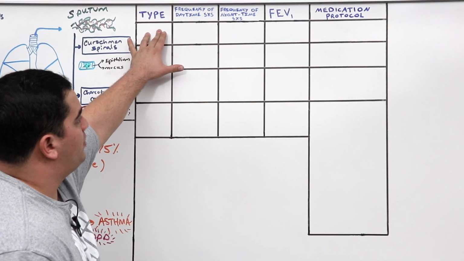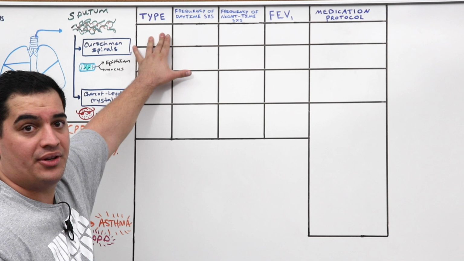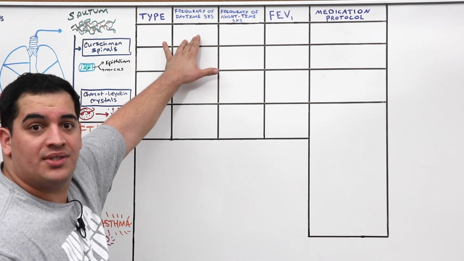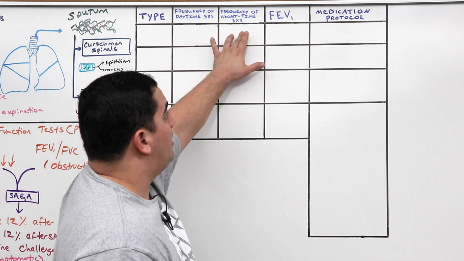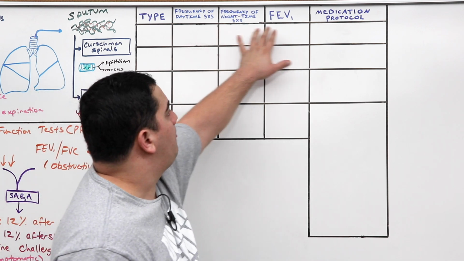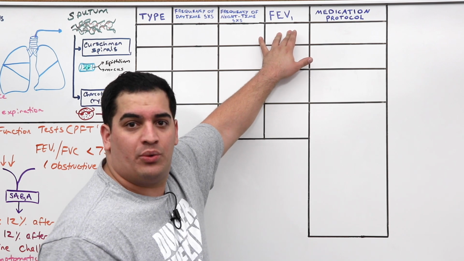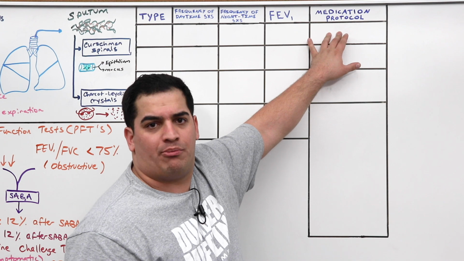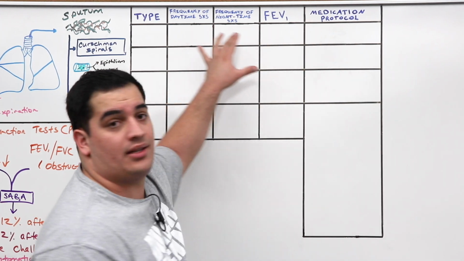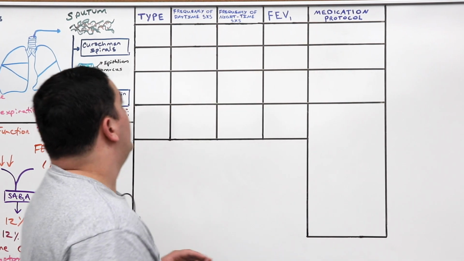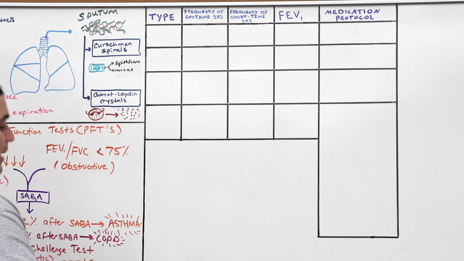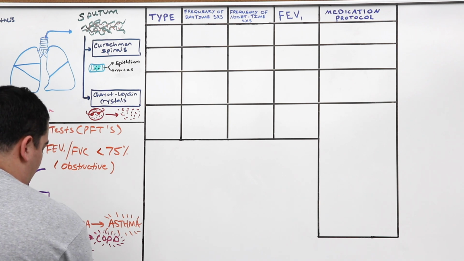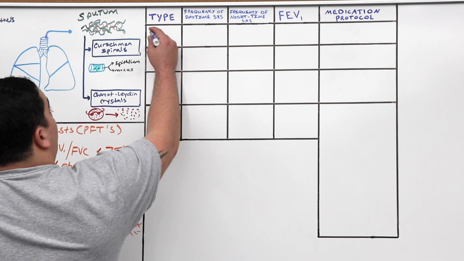So the first thing we're going to do is classify the asthma based upon their symptoms. We'll go through the type, frequency of daytime symptoms, frequency of nighttime symptoms, their FEV1 between the exacerbations, and then we're going to talk about the medication protocol that will follow based upon this criteria, okay? So the first one is a patient who presents with intermittent, so every now and then, that's all that means. It's just intermittent type of asthma.